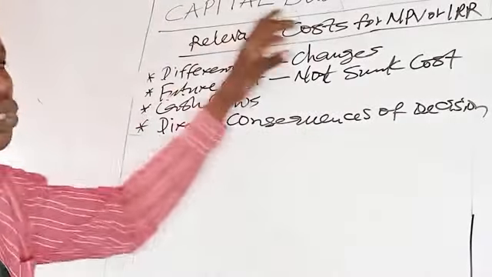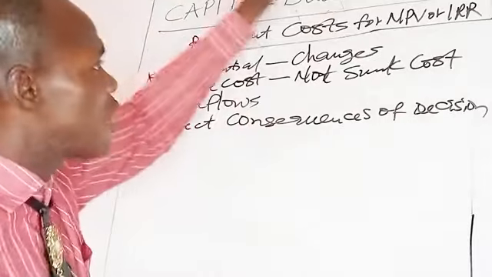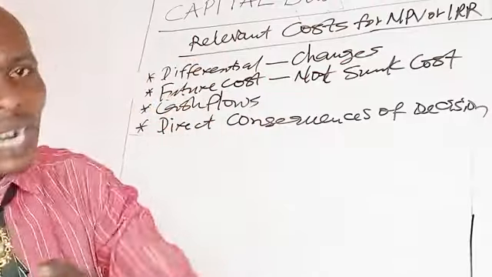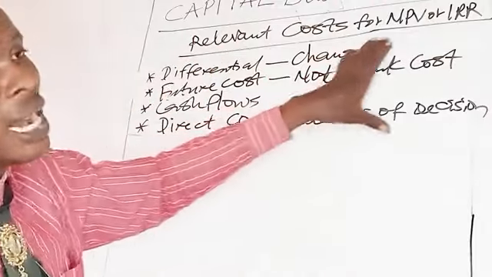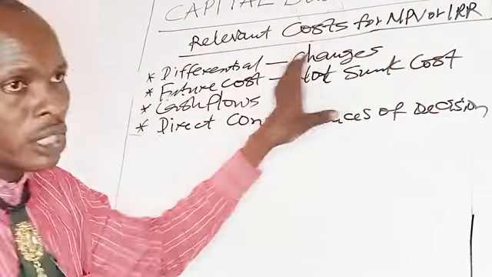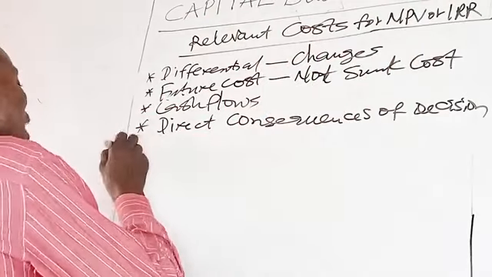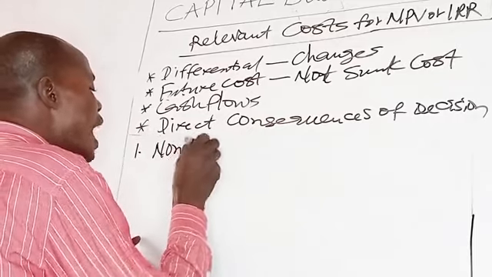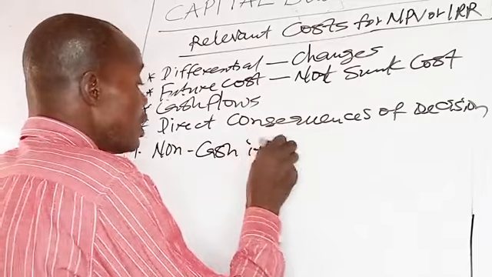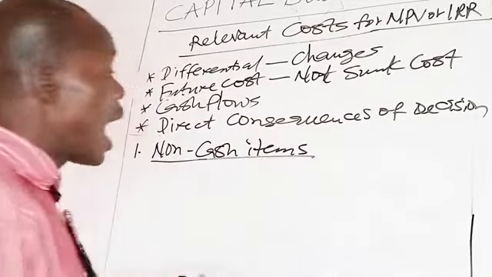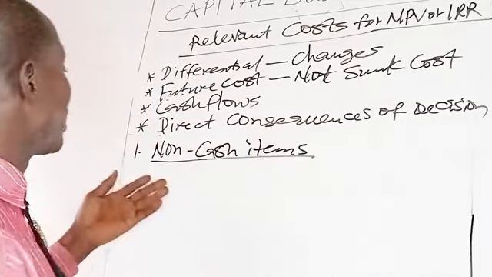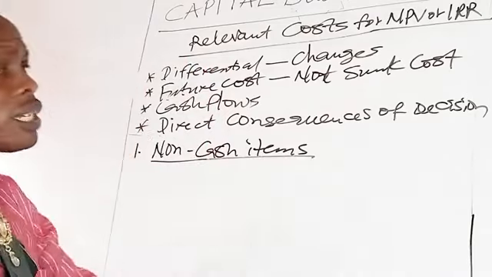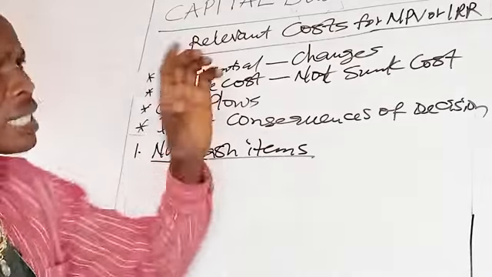Now, I want to go into the relevant costs for NPV or IRR. I've told you that for better understanding, I will advise you to watch my earlier presentation on relevant costing. Now, the number one cost I'm going to examine is non-cash items. Non-cash items are those items that don't involve the flow of cash. Those things that do not involve cash are non-cash items.